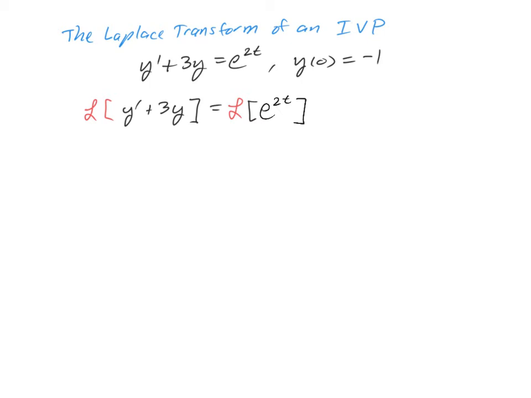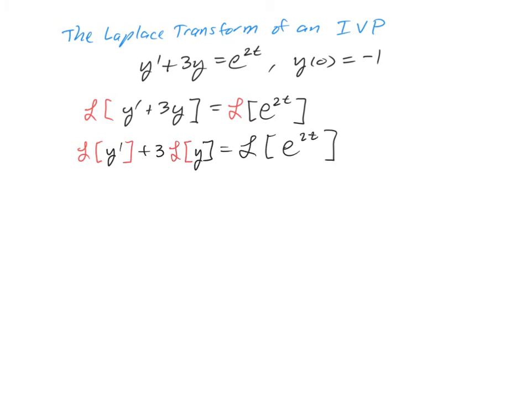Okay, now we're going to use linearity to take the Laplace transform of these terms and do them one by one. And typically people don't write all these steps, but we'll do this for our first example. So this is the Laplace transform of just y prime plus 3 times the Laplace transform of y. And that's going to be equal to, of course, still the Laplace transform of e to the 2t.